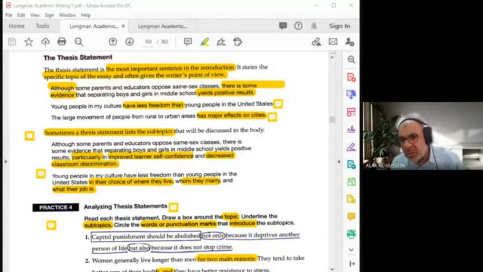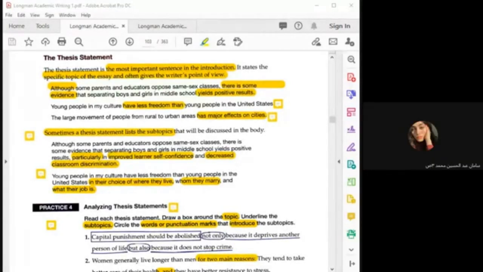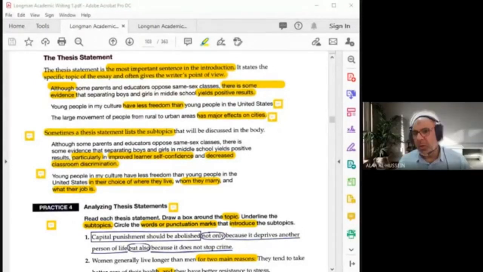Saman Abdul Hussein. Yes, sir. Yes, please. First, sir, I think the subtopic is very important to add to the thesis statement because it makes the thesis statement more specific, and it gives the reader feedback about what we are going to discuss in the supporting paragraphs. Okay. Thank you very much.